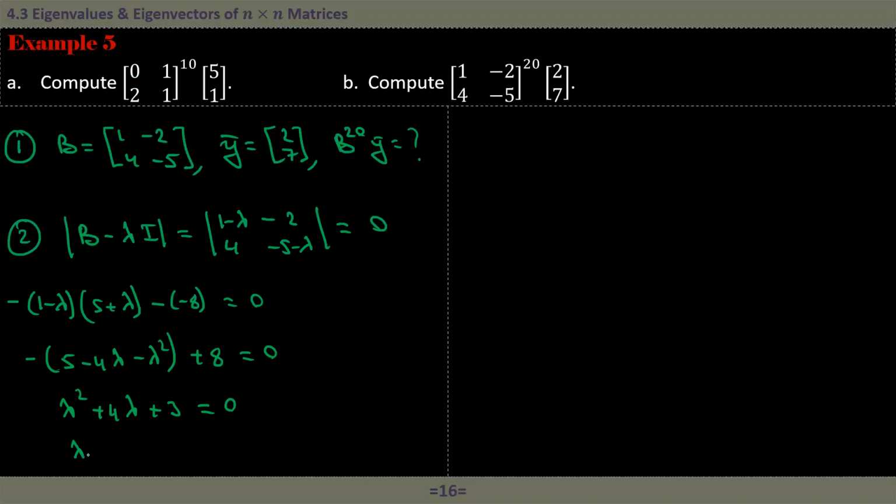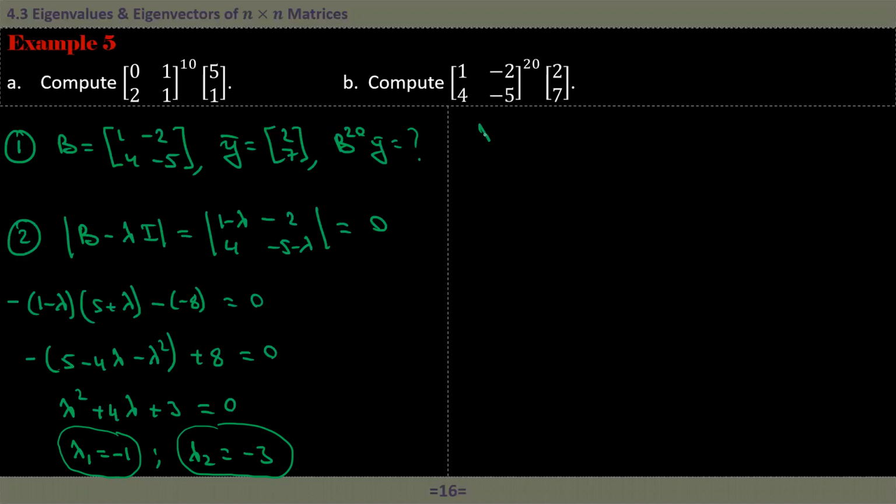So here we have lambda 1 equals -1, and lambda 2 equals -3, right? Checking: for -3, 9 minus 12 plus 3 is equal to 0. So these are the eigenvalues of matrix B. Now we need to find the corresponding eigenvectors.